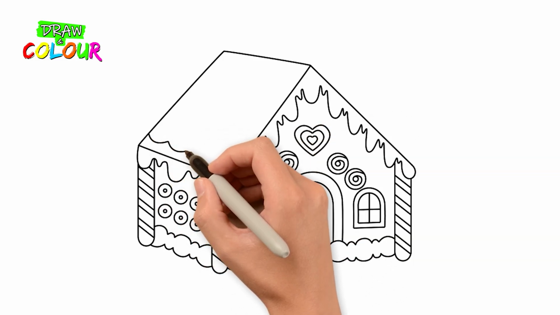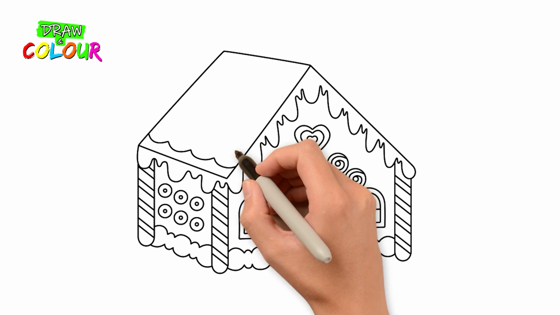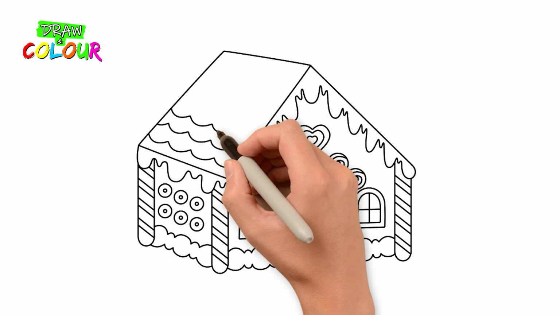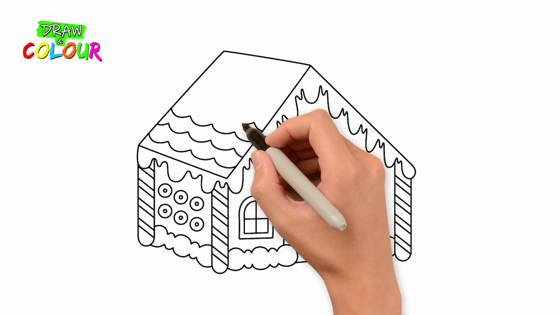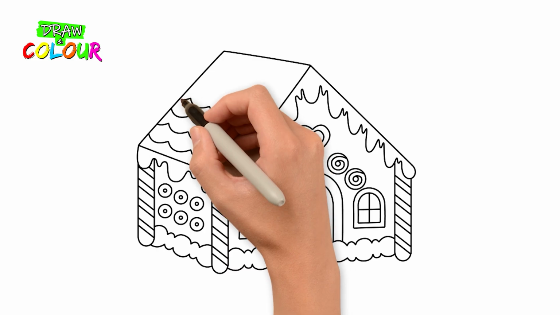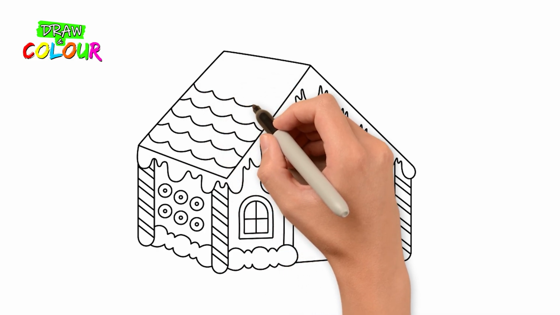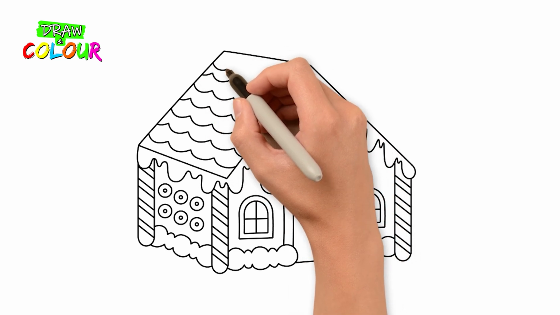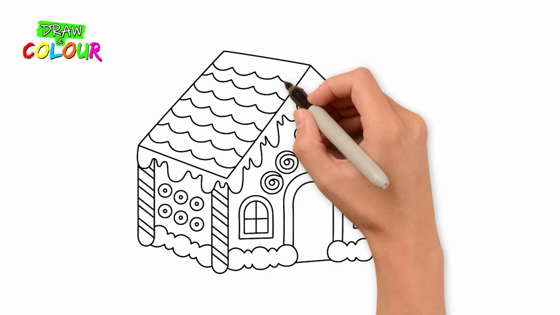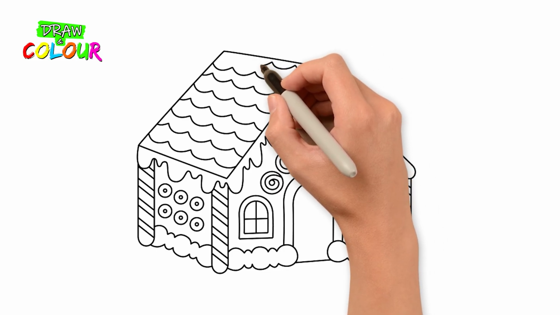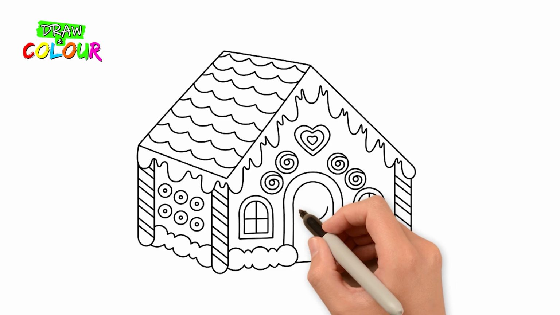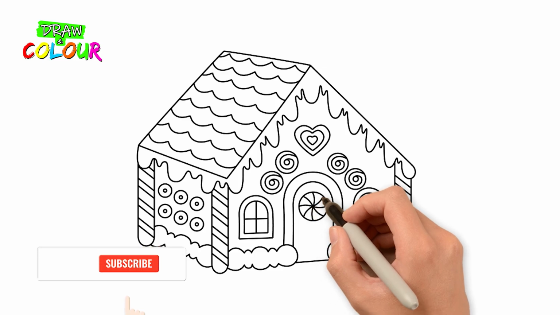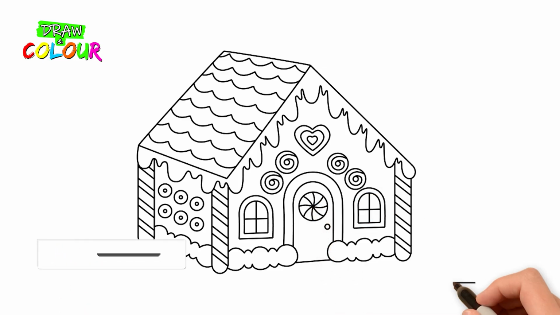Draw the roof tiles with lots of curved lines like I do. Draw a large pinwheel candy on the door and a circle for the handle. Draw a rectangle to include the drawing.